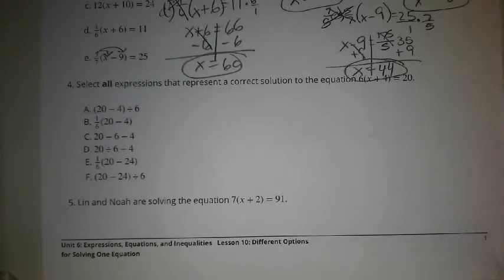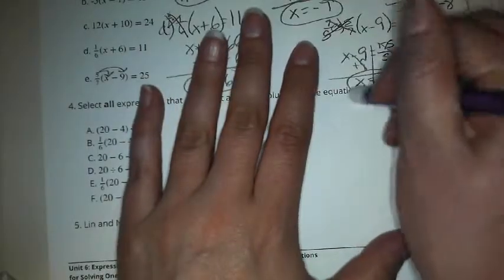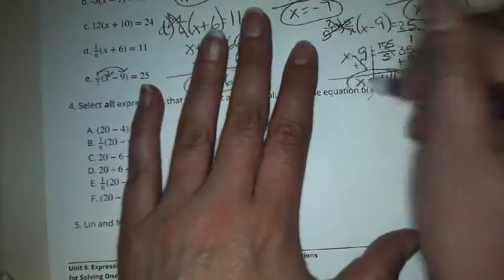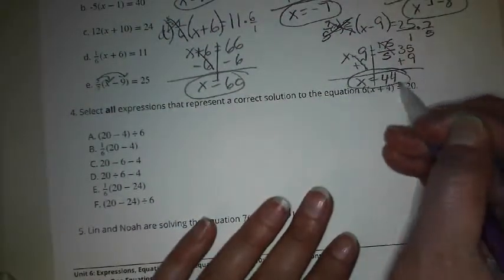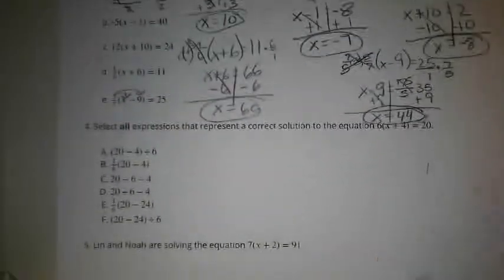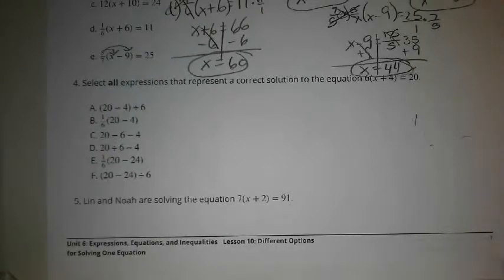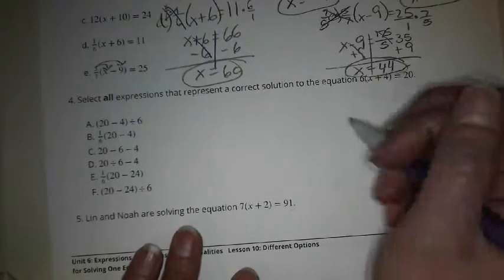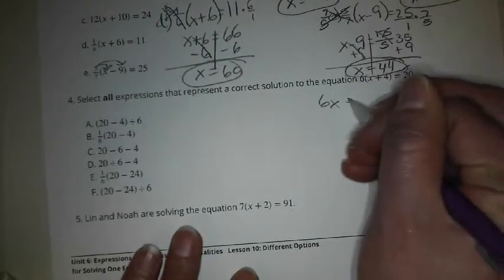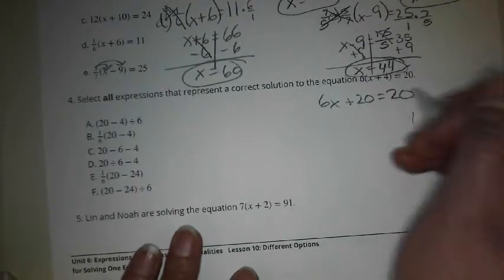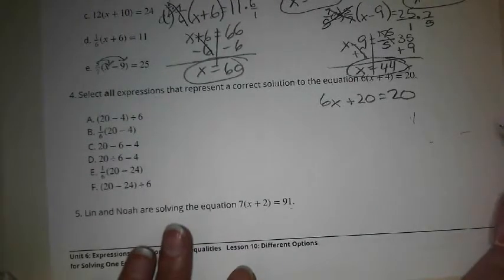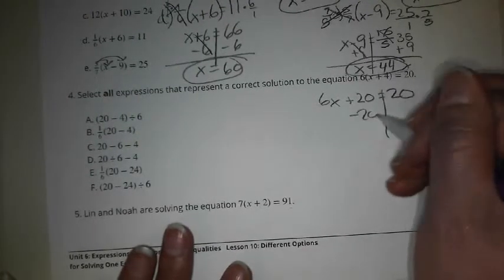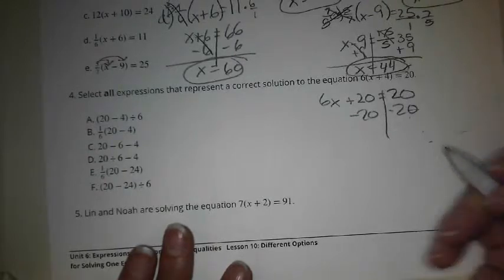Number 4, select all expressions that represent a correct solution to the equation of 6 times x plus 4 equals 20. So to solve this, I would have 6x plus 20 equals 20 would be 1. I would also have to subtract 20 from that.